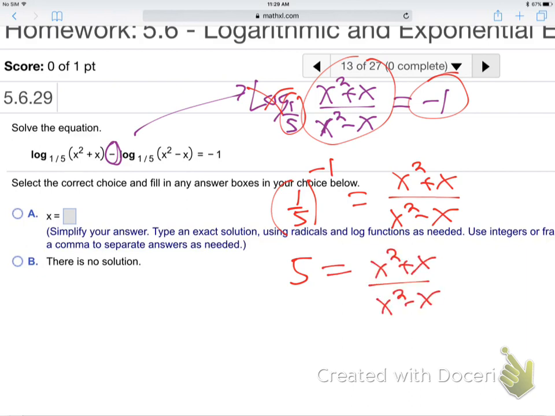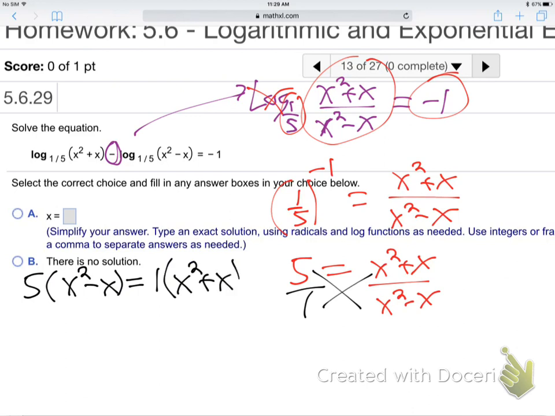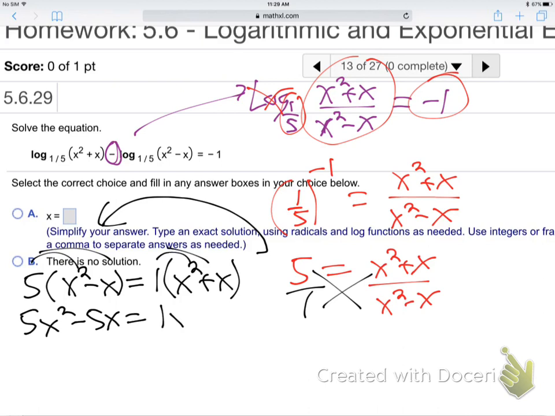Okay, and now what am I going to do to solve this thing? Multiply by the bottom. Put it over 1, diagonal, cross multiply. 5 times x squared minus x, 1 times x squared plus x. That good to there? Like that, then we distribute. 5x squared minus 5x, distribute 1x squared plus 1x.